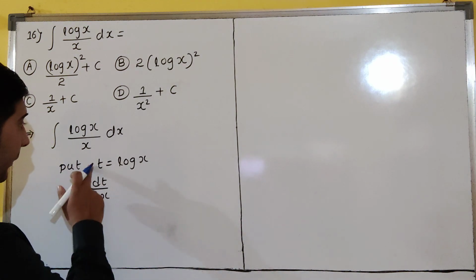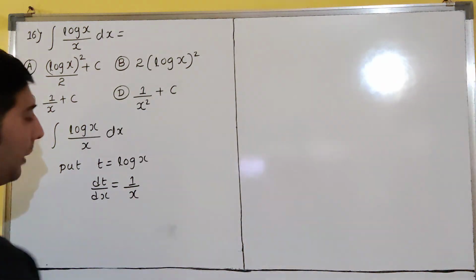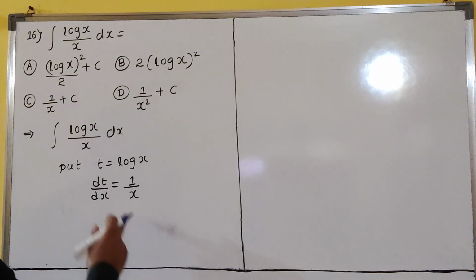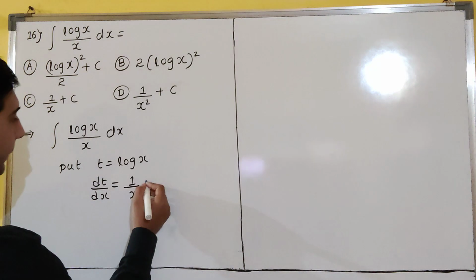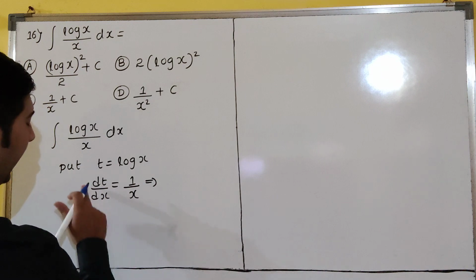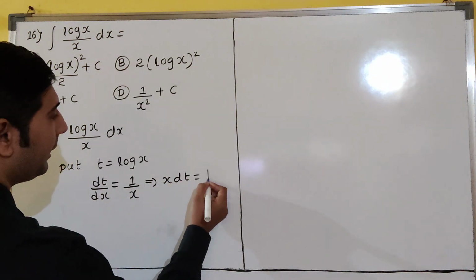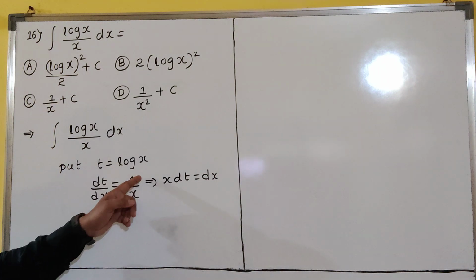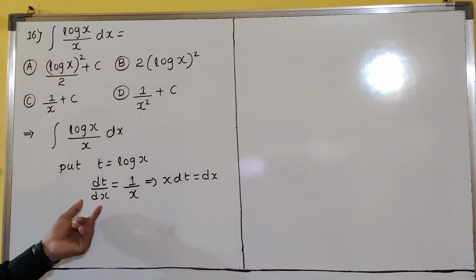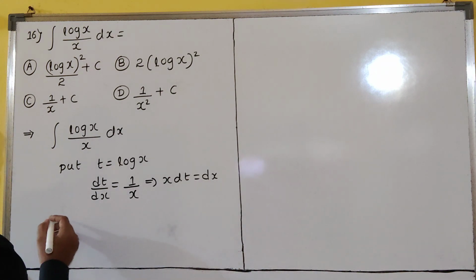It will become dt by dx. Log x derivative is 1 by x, students. So now cross multiply. What you will get? x into dt is x dt, dx into 1 is dx. Even you can write directly dx by x is nothing but dt. But many of the students will not understand, so for them I am writing everything here.